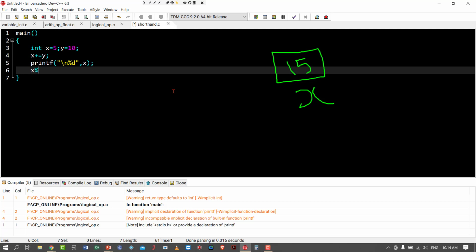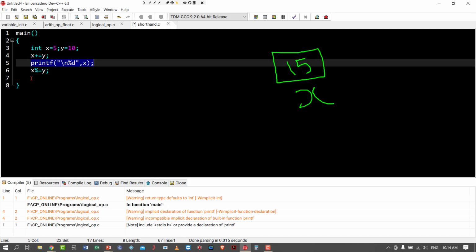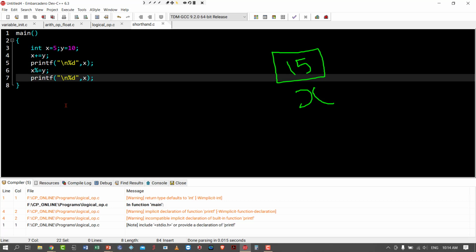X mod equal to y. What will be the output at line number 7? X mod y. What is the value of x? Sir, x is 5 and y is 10. So the remainder... What is the value of x? X is 5, right? 5 or 15?